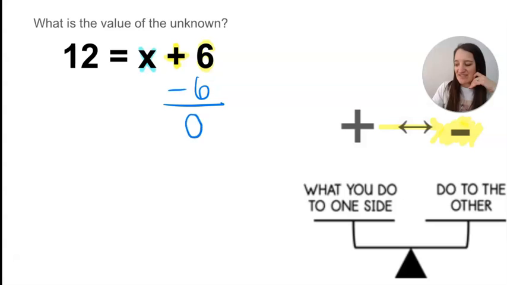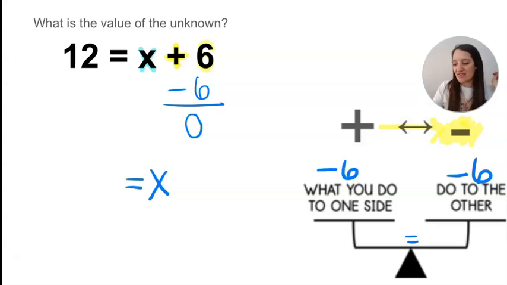And what is 6 minus 6? It just puts me at 0, right? So now that side of the equation only has x. Okay, so part 2, if I'm going to subtract 6 from this side of the equation, then I need to subtract 6 from the other side of the equation. And that gives me x. So 6 equals x. Here's my check.